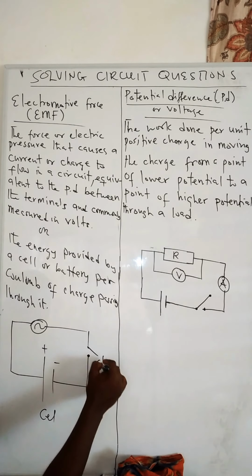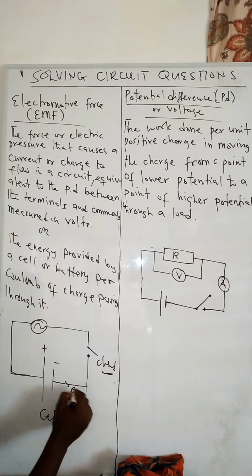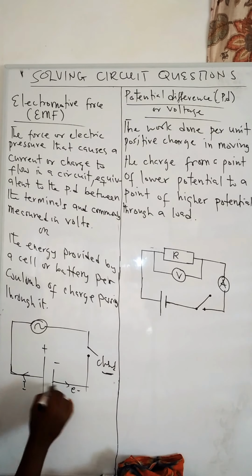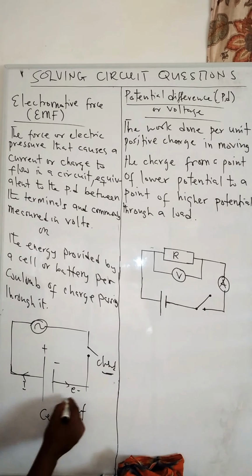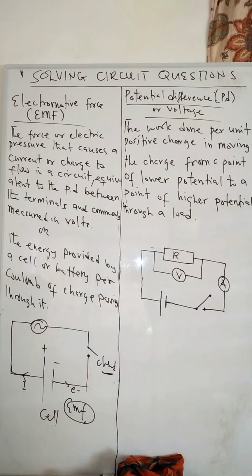Now, once the key is closed, if I close my key, it means that we are expecting electrons to move in this direction and then currents to move in this direction, since current and electrons move in opposite directions. Okay, good. Now, the only way you can have currents moving is when these positive charges and these negative charges flow in the connecting wires. So that force that pushes the electrons and then the positive charges to move out of the cell is what we call the electromotive force.